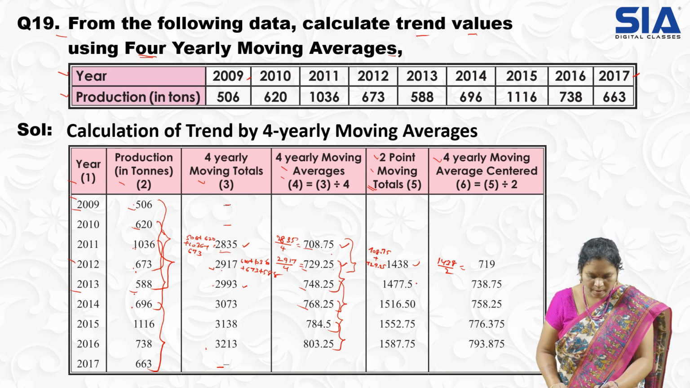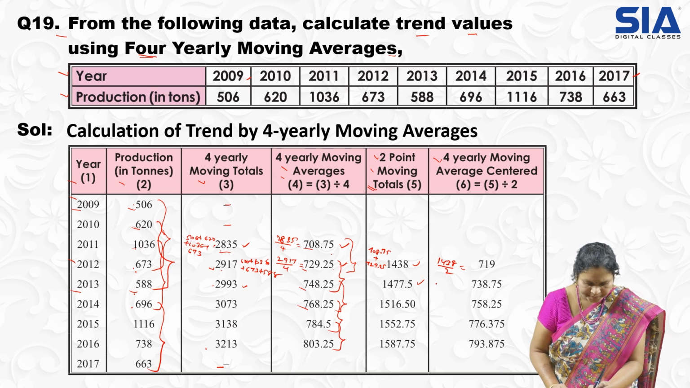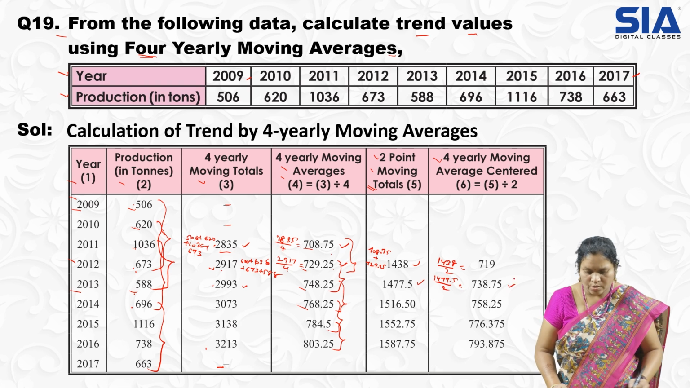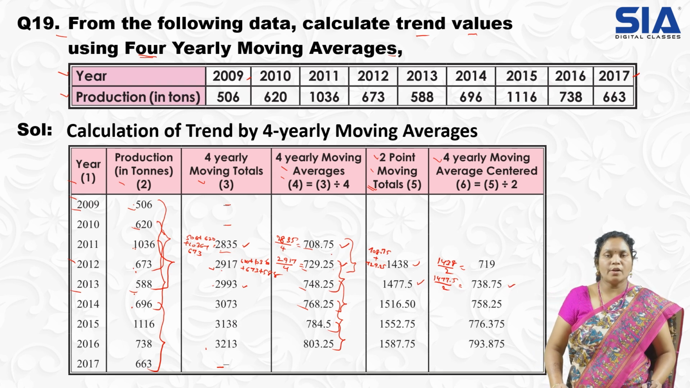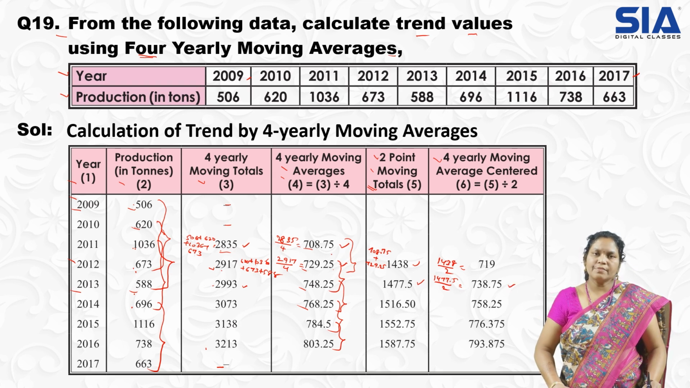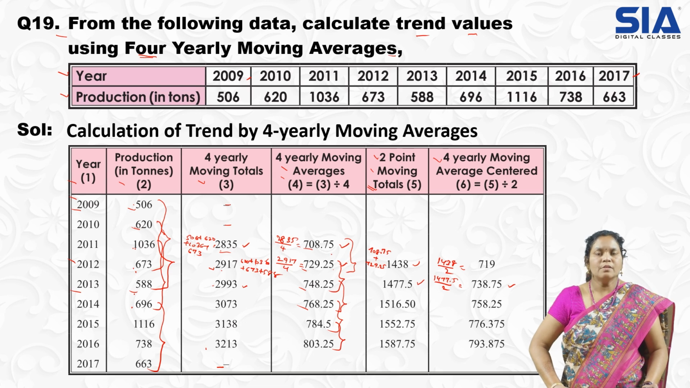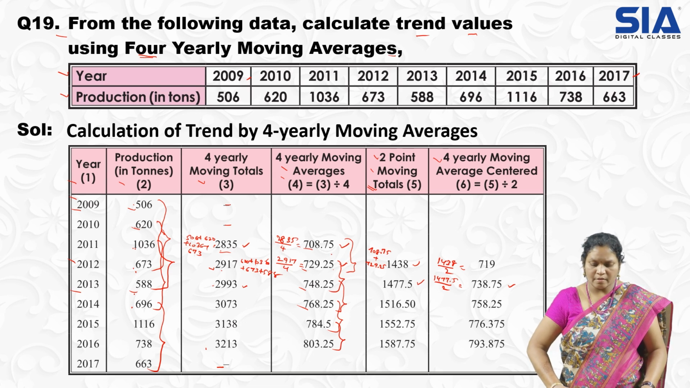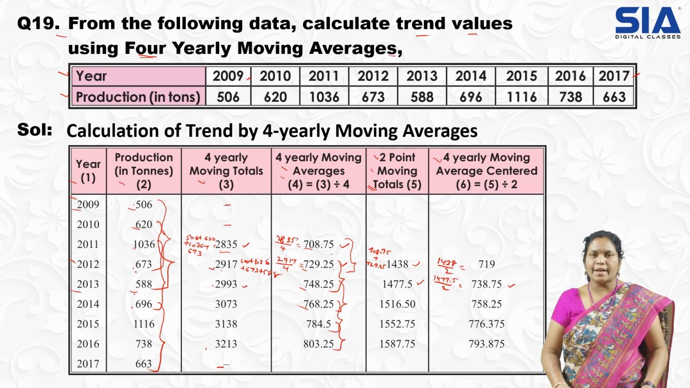Now let us check one more. The next value we have is 1477.5, divided by 2. We got the answer. In this way we have to go on doing all the averages with respect to 2. So the 4-year moving average values are found in this way.